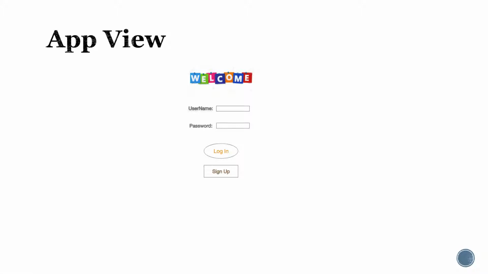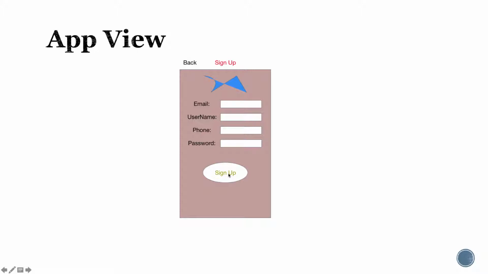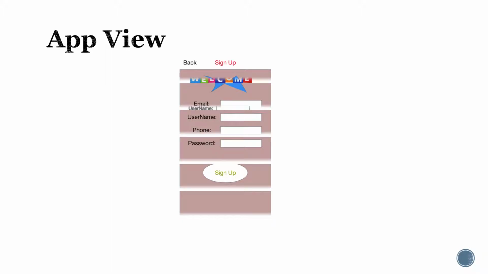And this is the login view. In the login view there are two buttons here. The first one is login and the second one is sign up. Once you click the sign up button, it will take you to the sign up view, and you need to enter some information like email, username, phone, and password to create your own account. And all information will be stored in Core Data on your device.